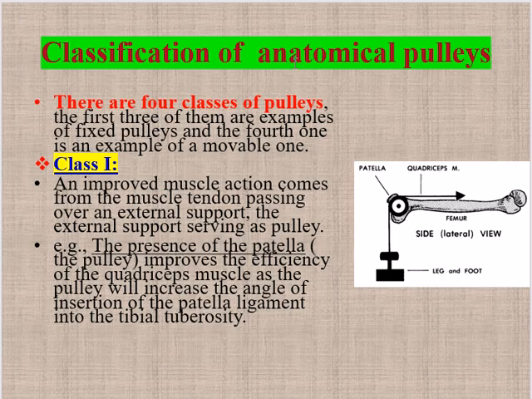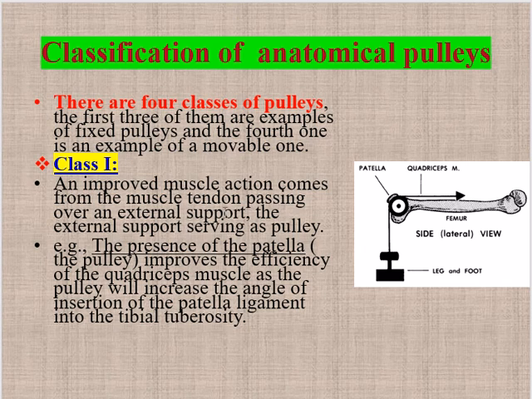Now, look at the classification of anatomical pulleys. There are basically 4 classes of pulleys. The first 3 of them are examples of fixed pulleys, and the fourth one is an example of a movable one. Now, we'll look at these classes in further detail.